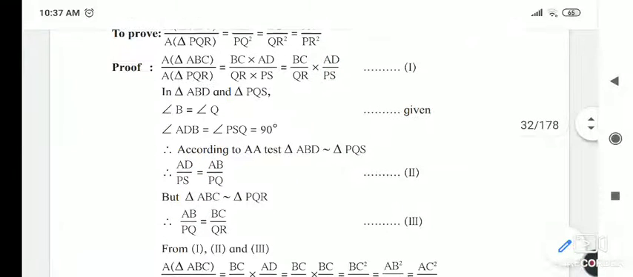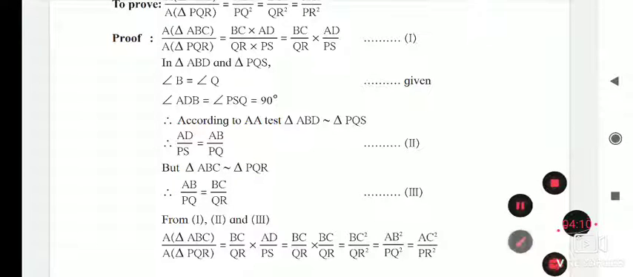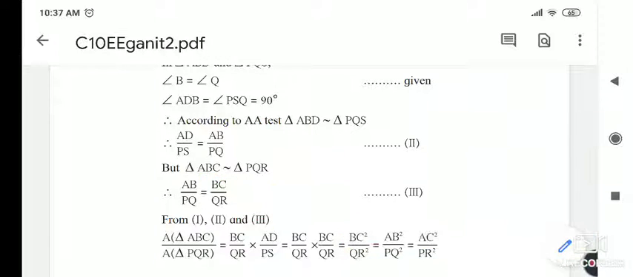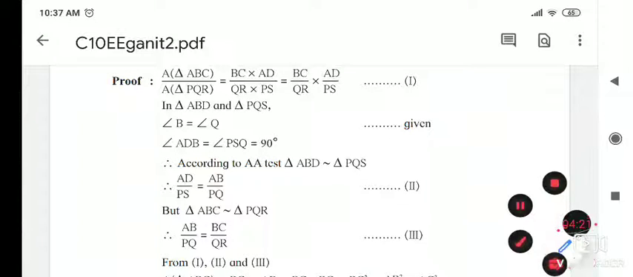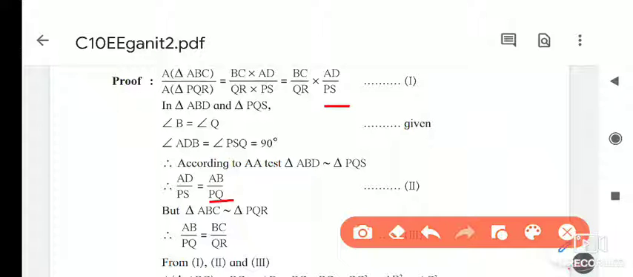And next, as you know, ABC is similar to PQR, it is given, and if these two triangles are similar to each other, AB upon PQ is equal to BC upon QR. Okay, and then from 1, 2 and 3 we can replace it. AD upon PS is equal to AB upon PQ, and AB upon PQ is equal to BC upon QR.